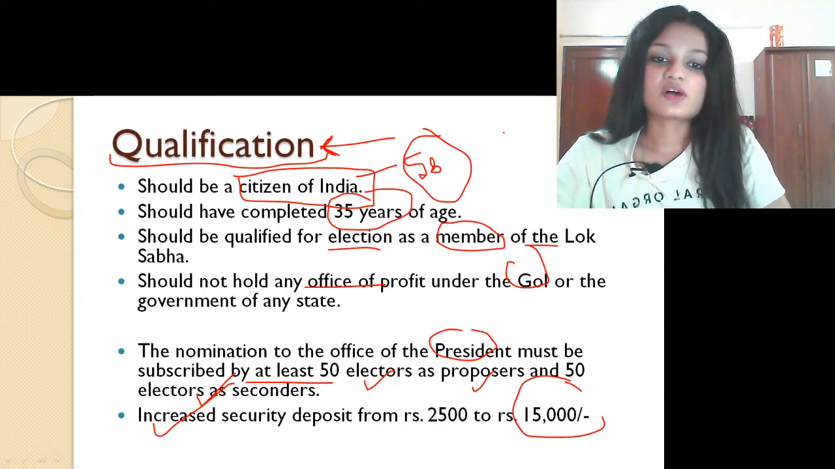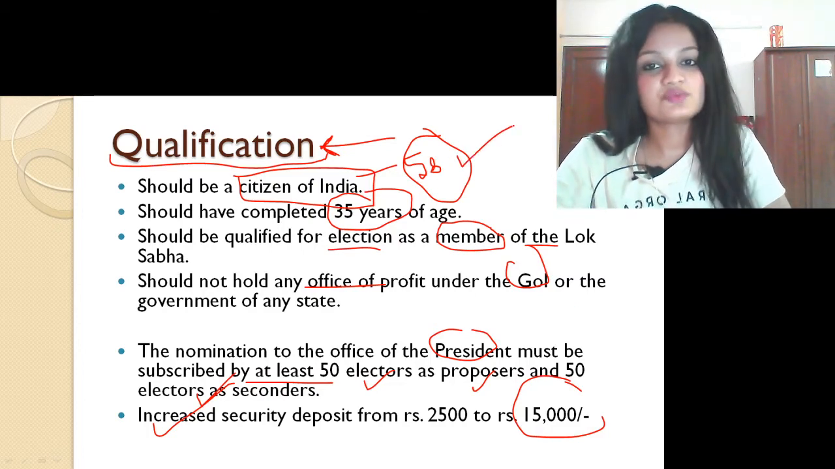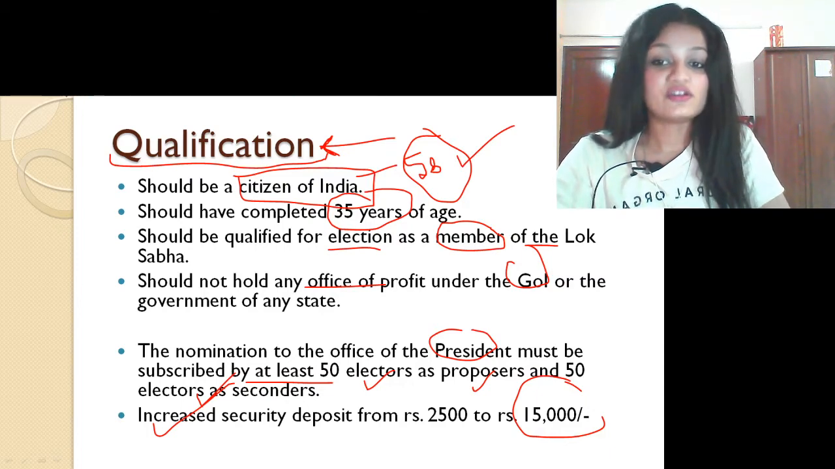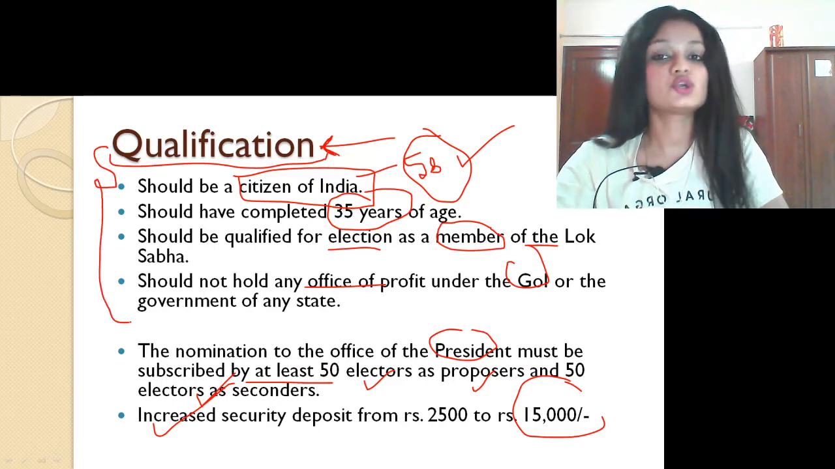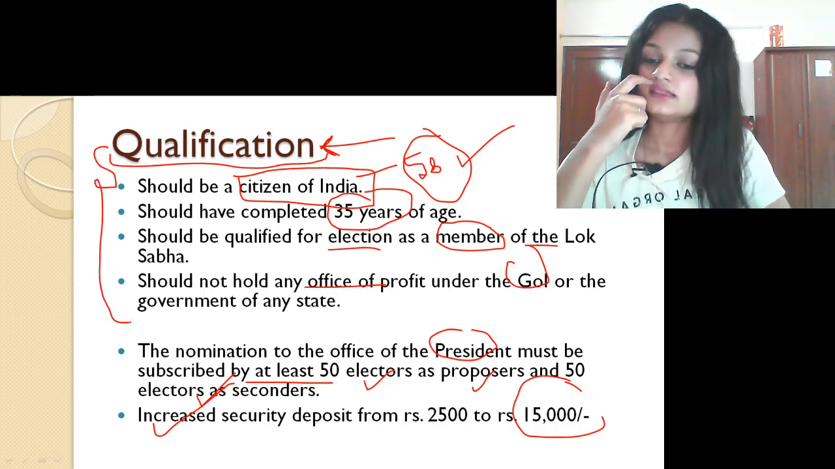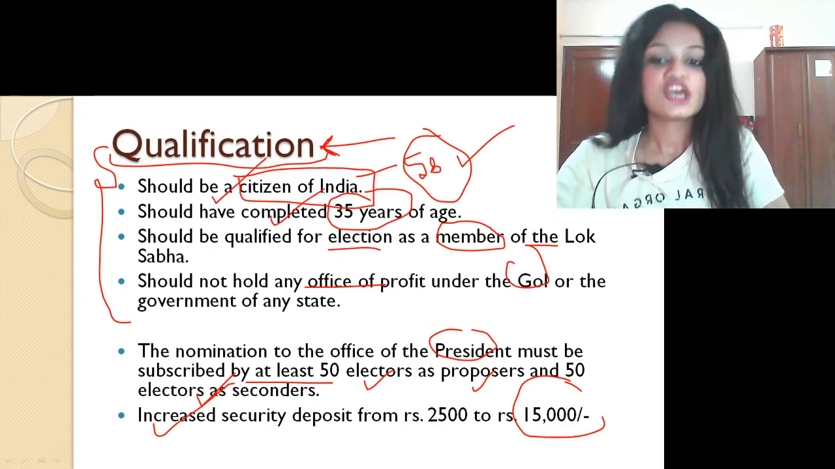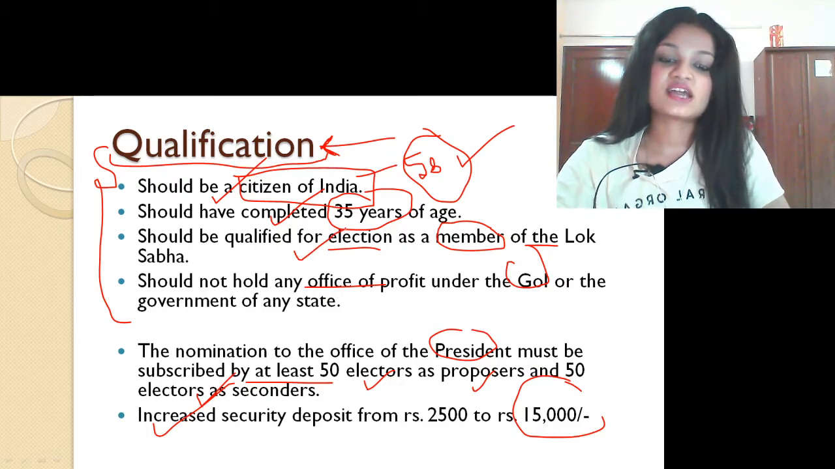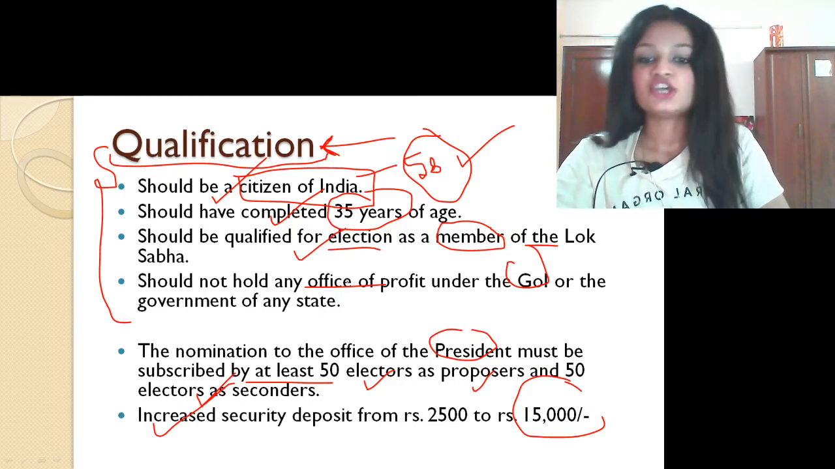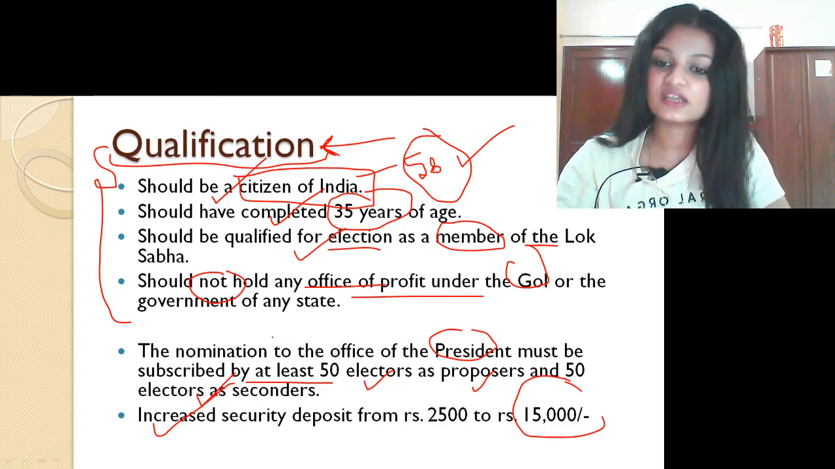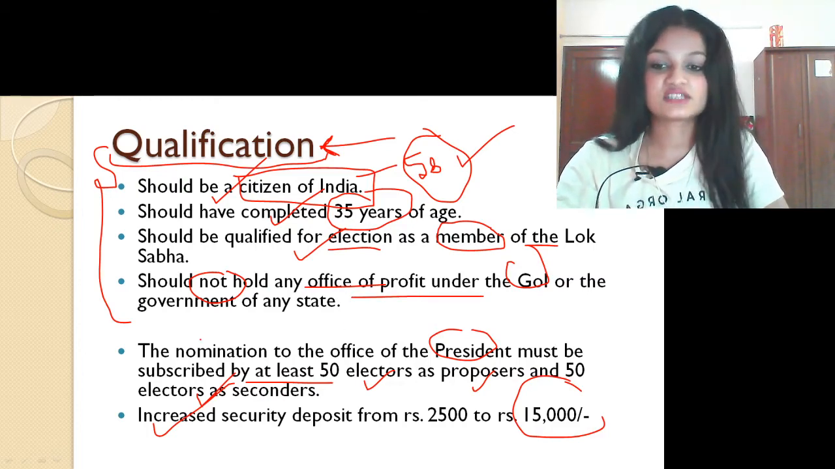After that, we talk about Article 58, in which we discuss the qualifications that are absolutely important for one to become the President of India. These qualifications include one being a citizen of India, he should have completed 35 years of age, he should be qualified for election as a member of the Lok Sabha, he should not hold any office of profit under the government of India or any government of state.